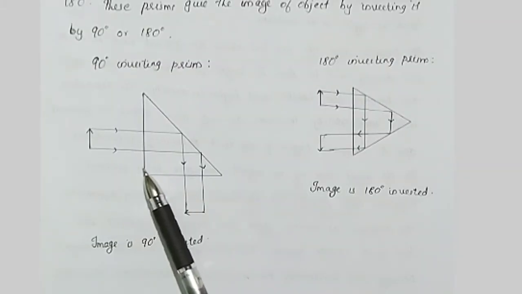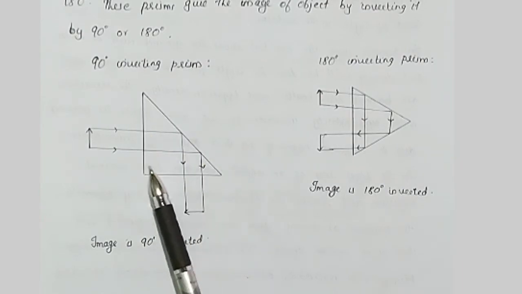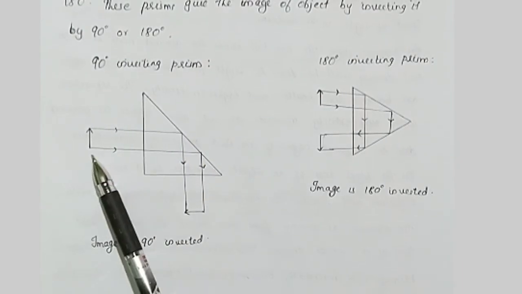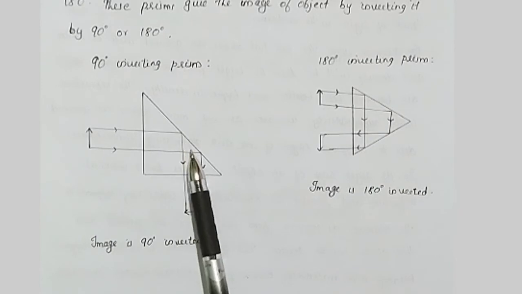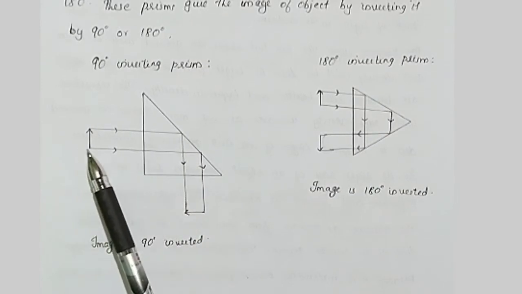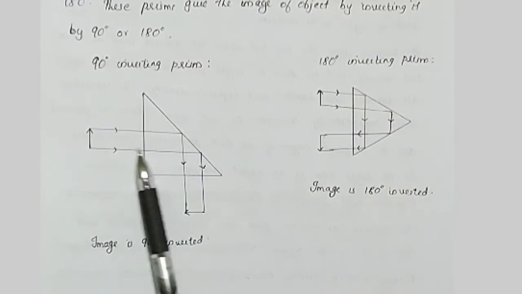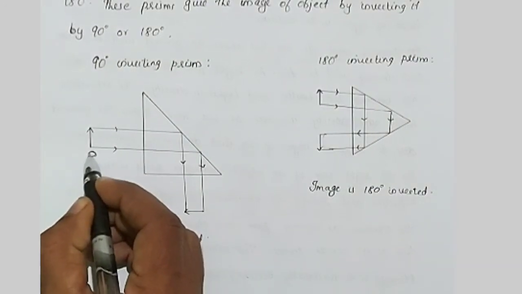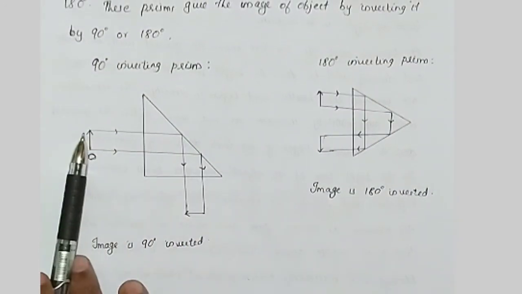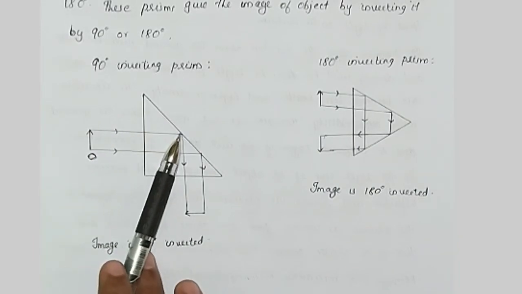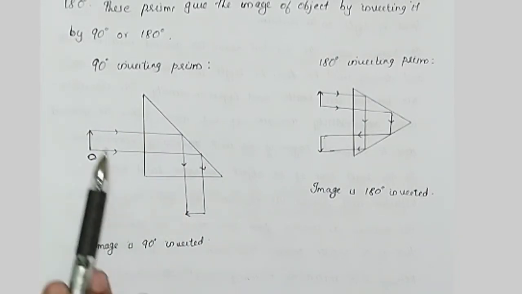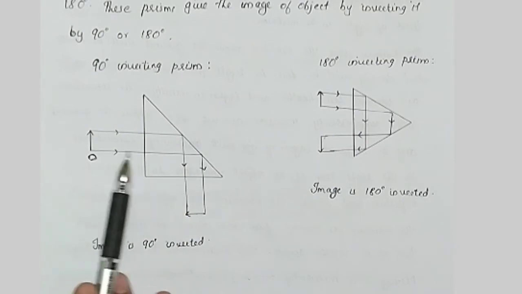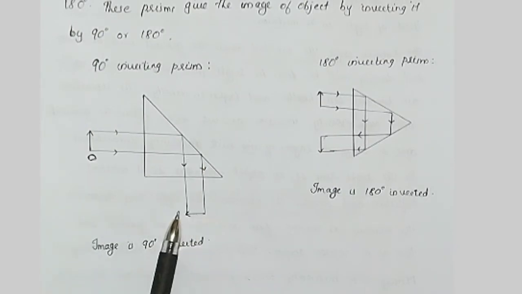So here the first prism is placed in such a way that it gives the image which is inverted by 90 degree. As you can see, two rays from the object, here the arrow mark is the object. The two rays from the object passes through the prism and it undergoes total internal reflection, and we get an image which is inverted by 90 degree.